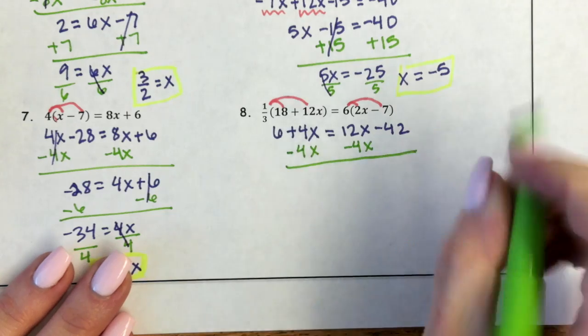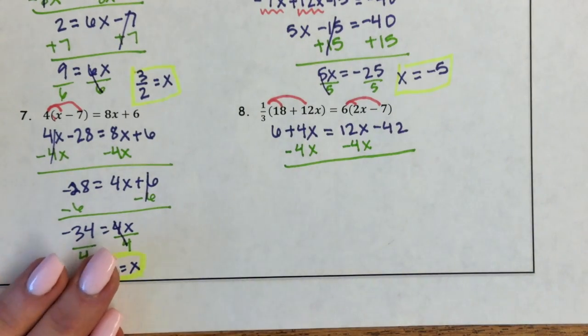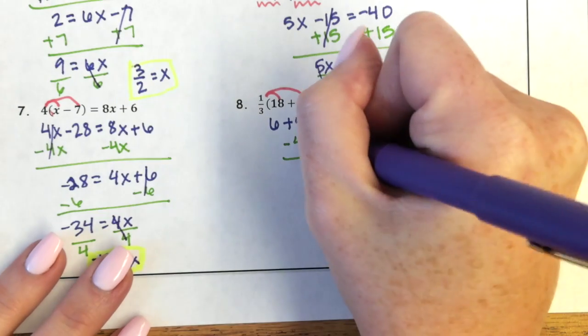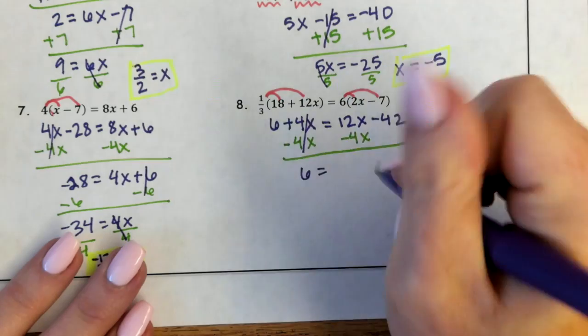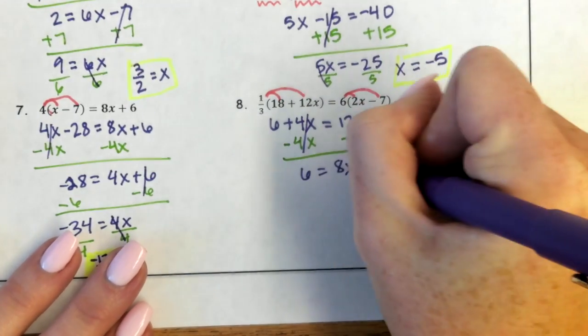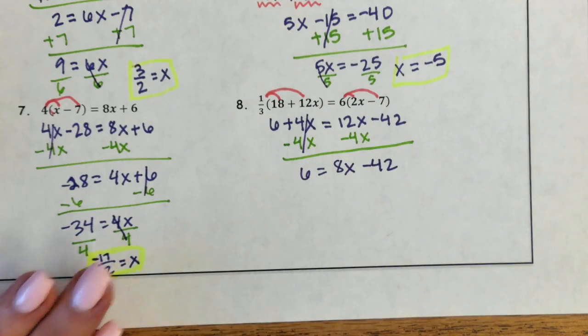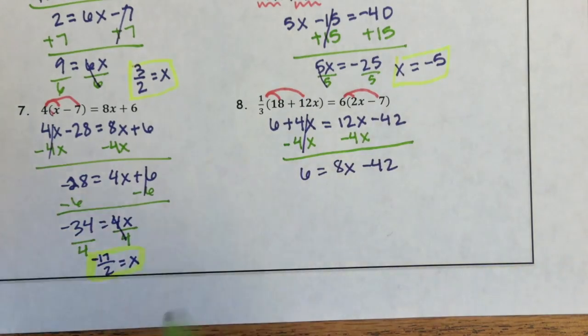I'm going to join it with the 12, but since I go under the equal sign, I have to do the opposite sign. So that cancels. I'm left with 6 equals 12x minus 4x is 8x minus 42. Okay, then I'm going to add 42 to both sides.